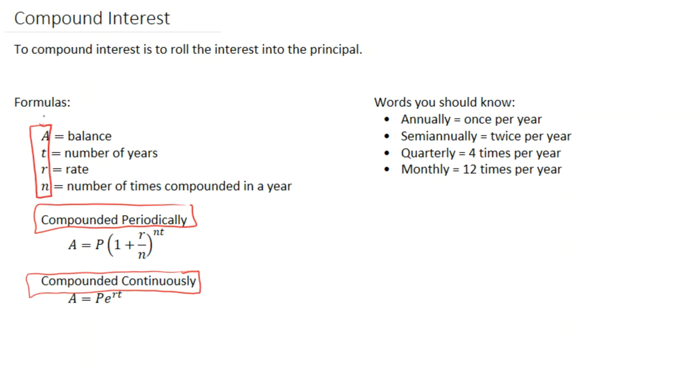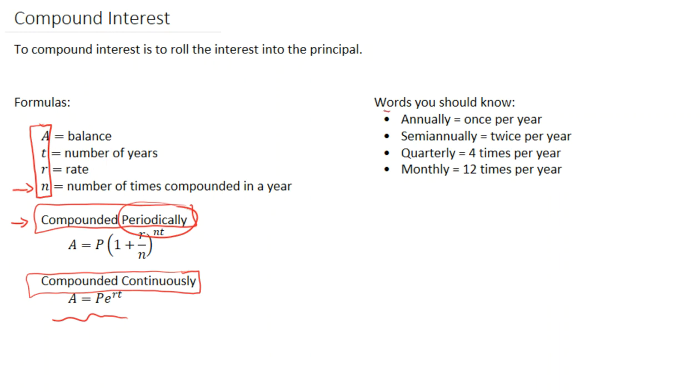A is the balance. T is the number of years you're going to invest something, or the number of years you're going to carry the loan. R is the rate of interest. And N is the number of times it's compounded in a year. N only matters for this formula. If you notice down here, there's no N in the compounding continuously because it's not a number, it's just continuously compounded, so we're not counting it. But for the periodically compounded, N gives us how many times it is compounded.